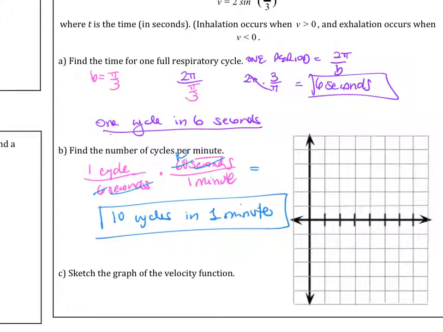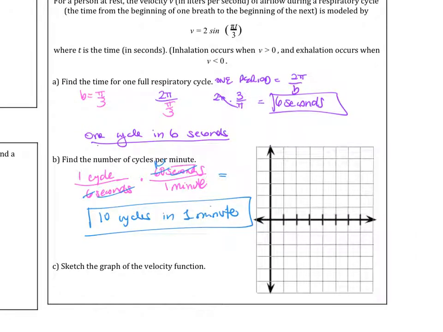It's going to ask you to find the time for one cycle, and the second one's going to be find the number of cycles per whatever time it asks for, and then it may ask you to sketch the graph. So we're going to sketch the graph of the velocity function. We're graphing sine. We know the period is 6 already, so we're going to divide this into 4 parts. This is 6 seconds. Half of 6 is 3. Half of 3 is 3 halves. And then over here, this is going to be 9 halves.